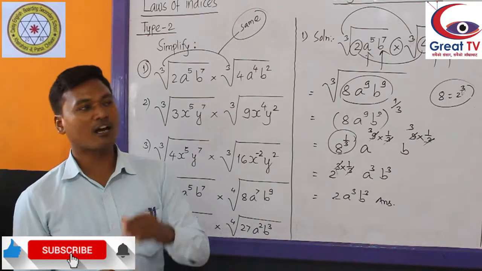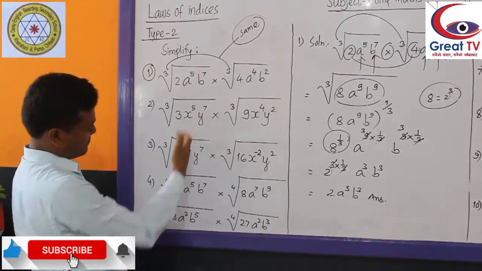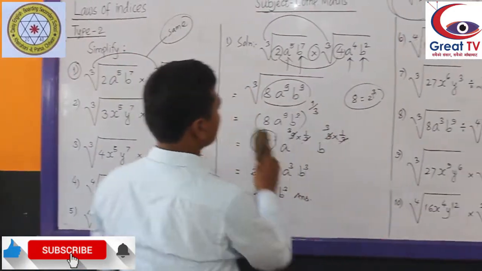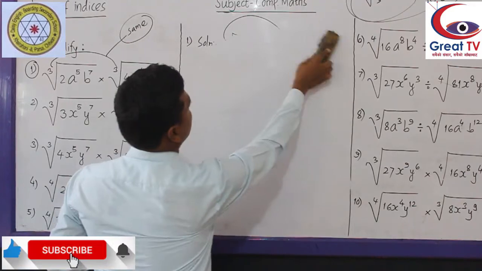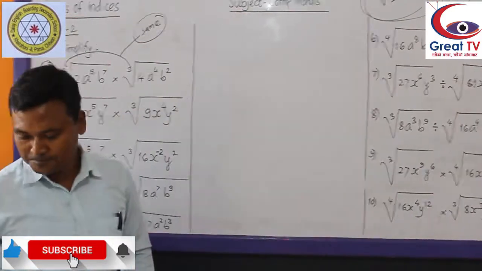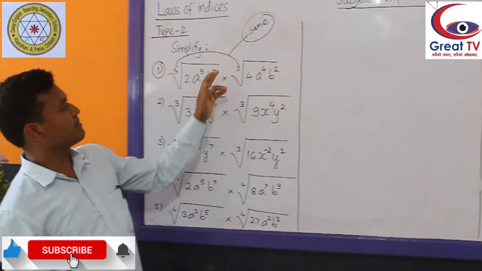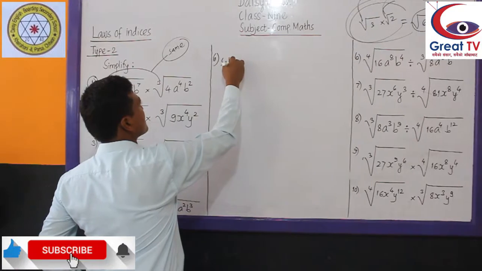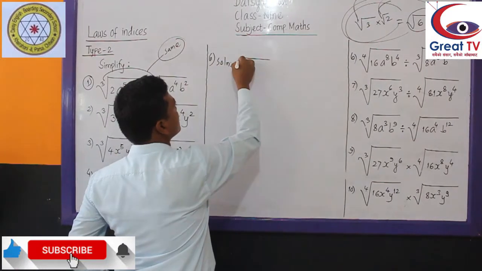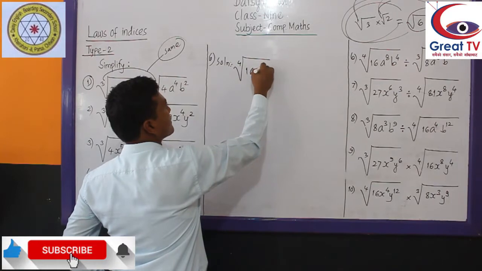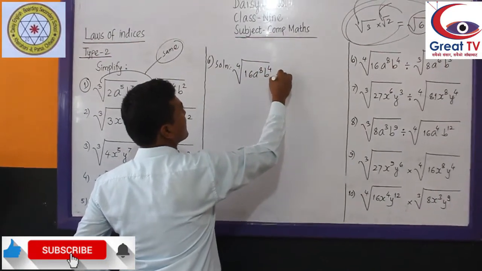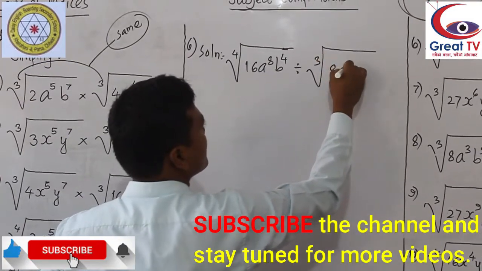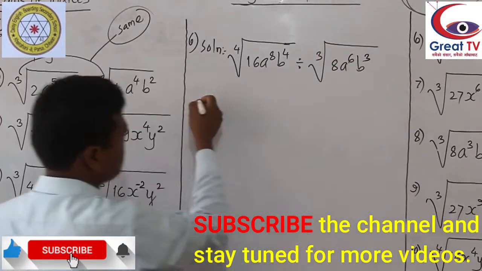To make it easier to solve, my dear students, I want to solve one more. Okay, 1, 2, 5 all are similar. I want to solve this type. Okay, let us solve number 6. But my dear students, on the division side, no problem, use the same concept. Okay, number 6 solution starts. We have fourth root of 16 a to the power 8 b to the power 4, divided by cube root of 8 a to the power 6 b cube.